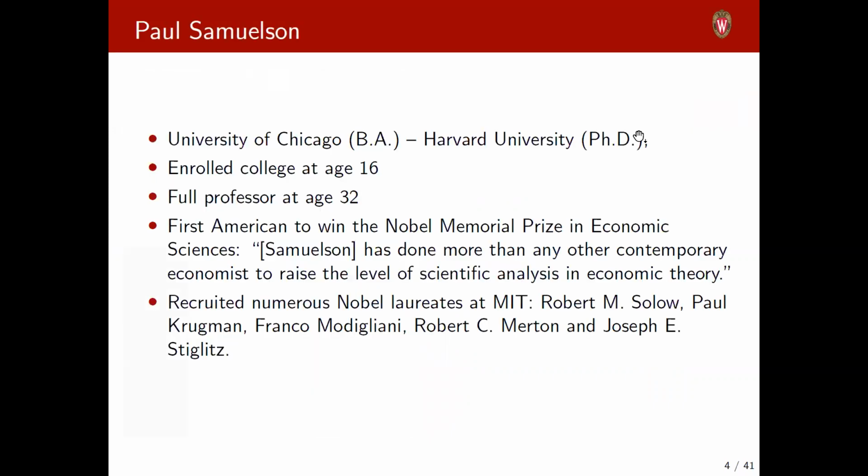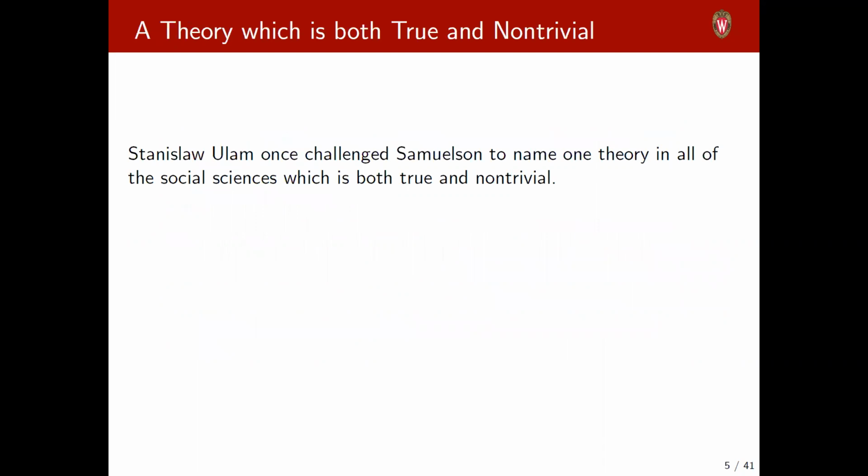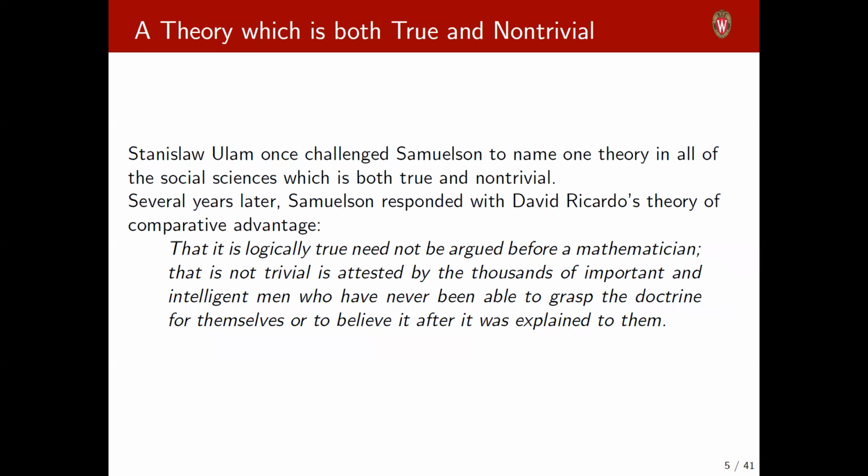Samuelson was just essential for this stuff. Both he and Mann were amazing. They both did the same thing. Samuelson went to MIT and proceeded to hire like 5 guys with Nobel Prizes. It's an unbelievably clever thing. Like the one theory that all the social sciences are both true and non-trivial, the theory of comparative advantage, right?